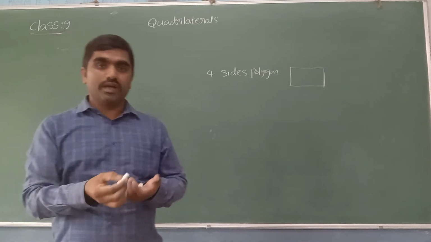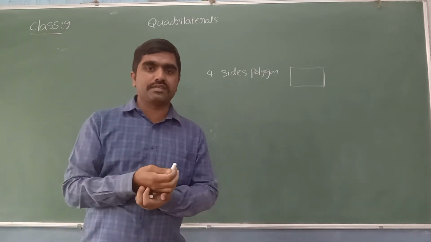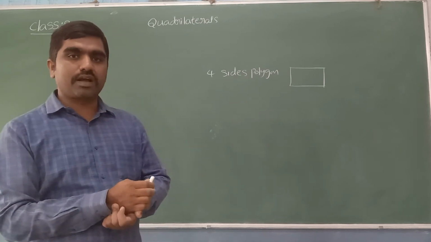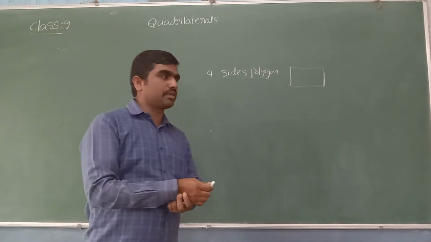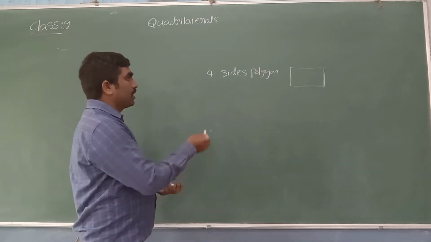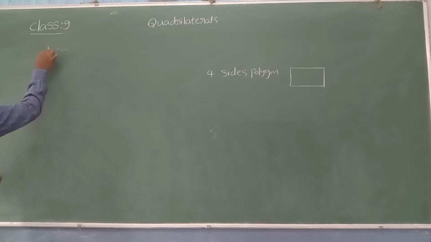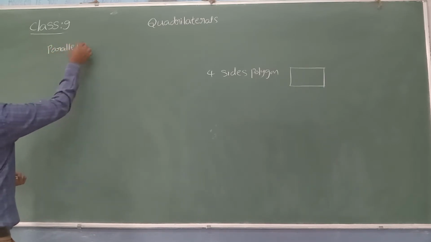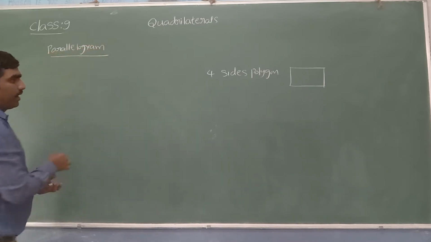And also we learned different types of quadrilaterals like square, rhombus, rectangle, parallelogram, kite. Yes. Now in today's class we are going to learn more about parallelogram.